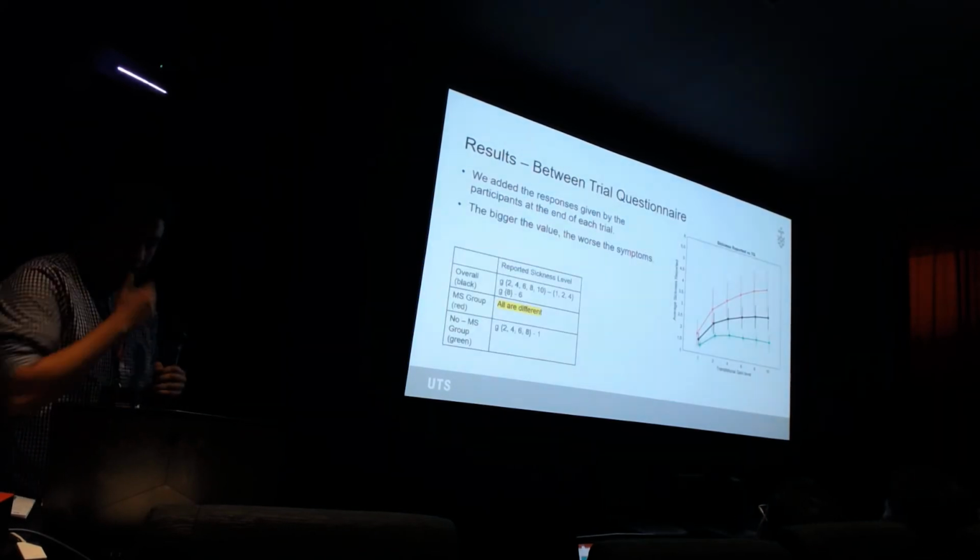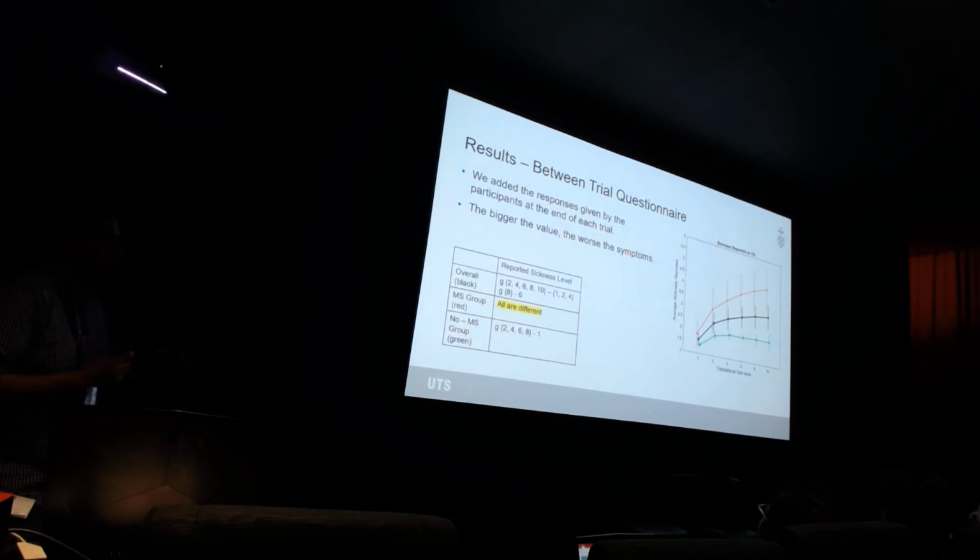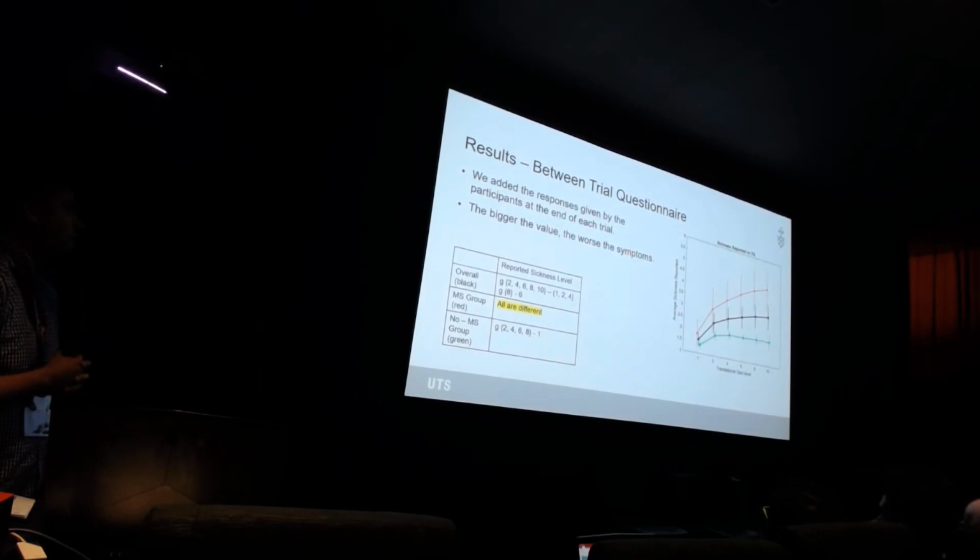And here are the results of the in-between trial questionnaire. I just added up all the values they gave me to come up with this result. You can see in red is the people that got motion sick, green, no motion sickness, and black is just the average. If you see the people motion sick, the red, you can see how all the levels of TG are different to each other, and they start to increase as the experiment goes further.